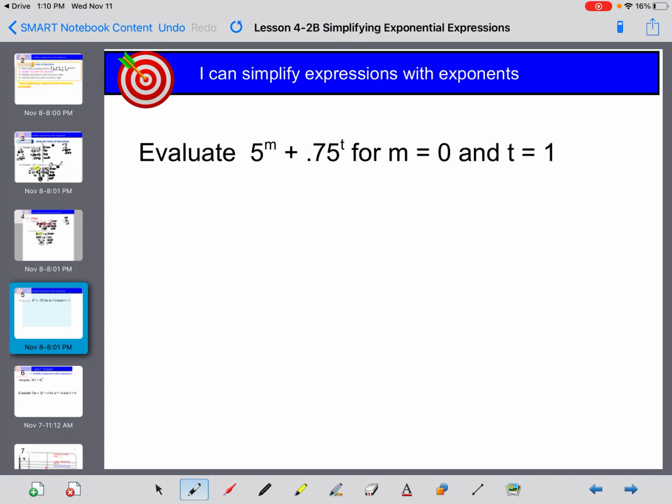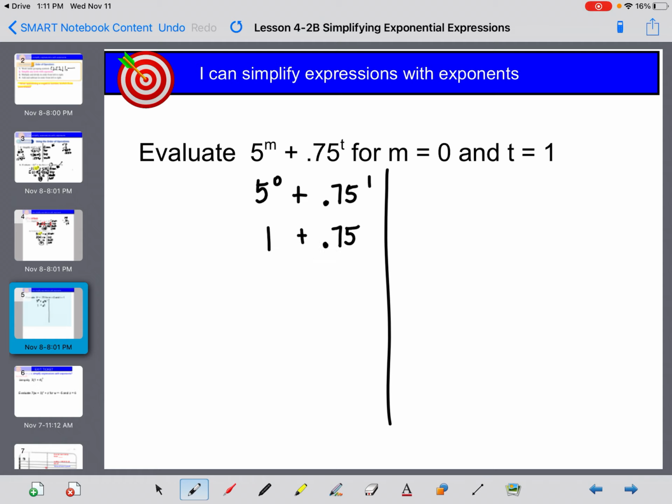All right, the first one. 5 to the 0 power plus 75 hundredths to the first power. Well, we need to simplify the exponents first. 5 to the 0 power is 1, and 75 hundredths to the first power is 75 hundredths. Then I need to just go to the adding step, and I get 1 and 75 hundredths.